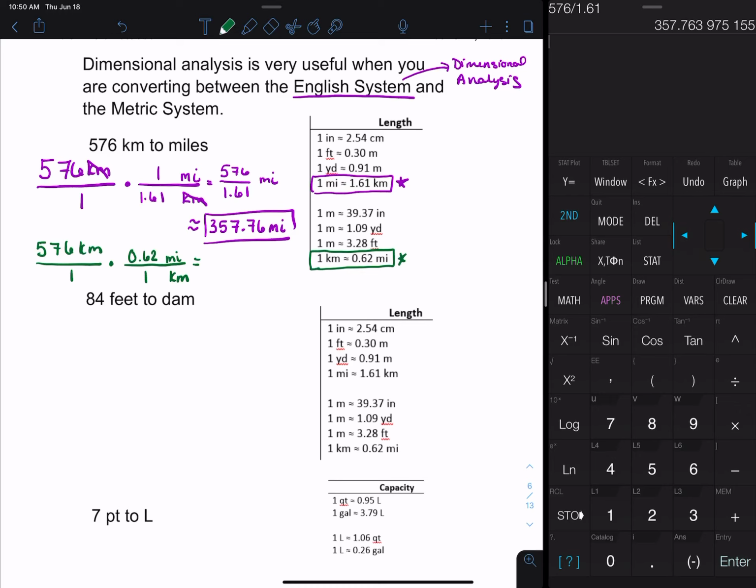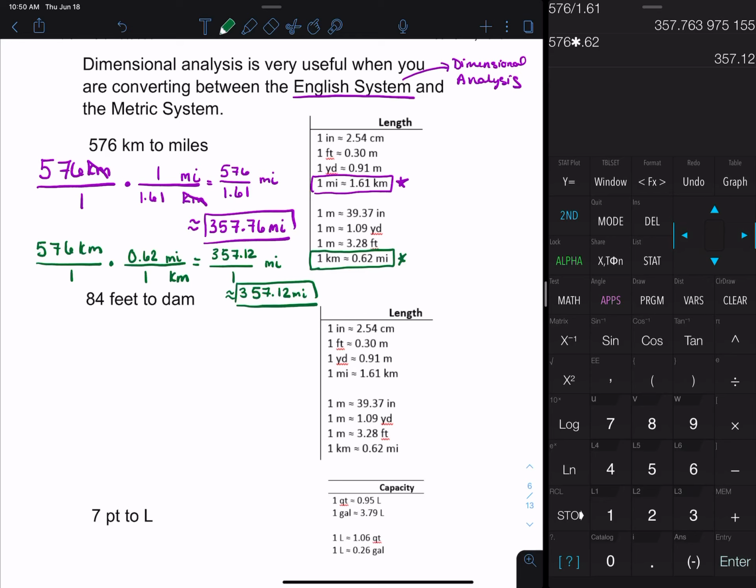So when I multiply straight across here, I have 576 times that 0.62. That gives me 357.12 over 1. And I know whenever I divide by 1, I get that same answer. So it'll be 357.12 miles. So our answers are pretty close together, but they are still different depending on which conversion we use.